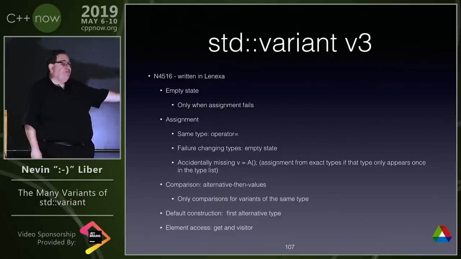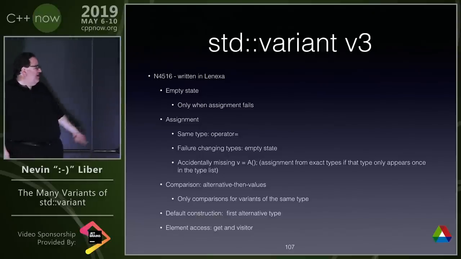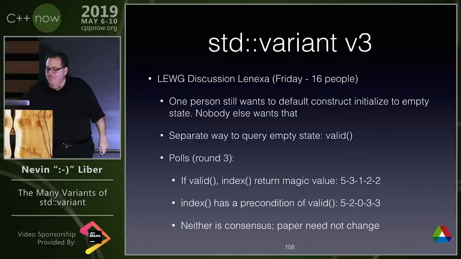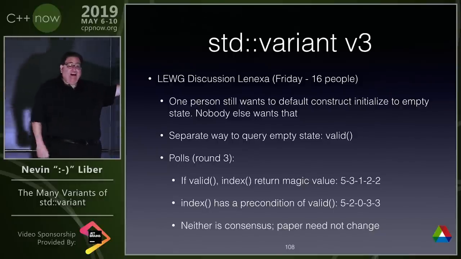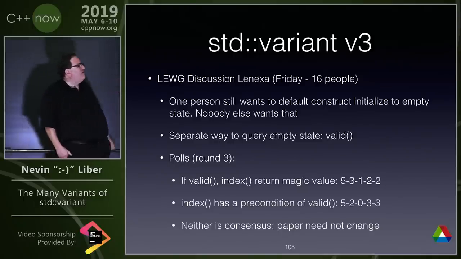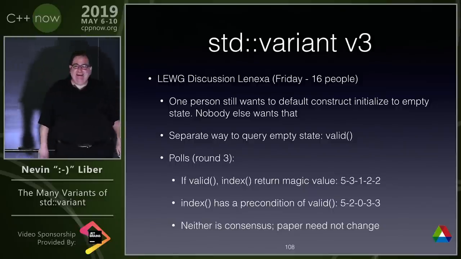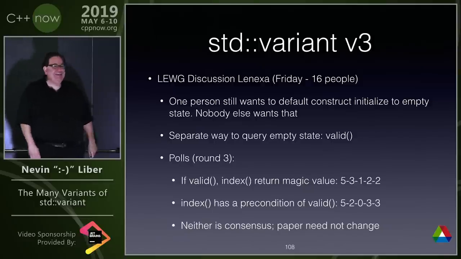Comparisons only work for variants of the same type. We no longer allow heterogeneous variants to be compared. And basically that's everything we've talked about. We spent a lot of this meeting trying to get this done. We want to get this out. There's still one person who wants to default construct to the empty state, but nobody else wanted that. And Alistair, I think, finally convinced him that was a bad idea.